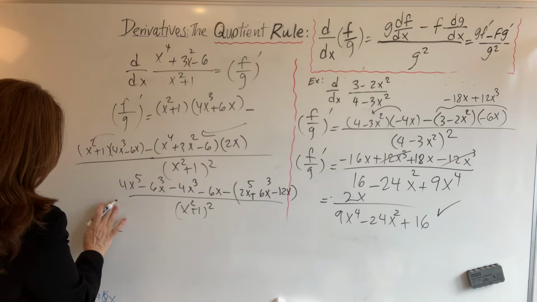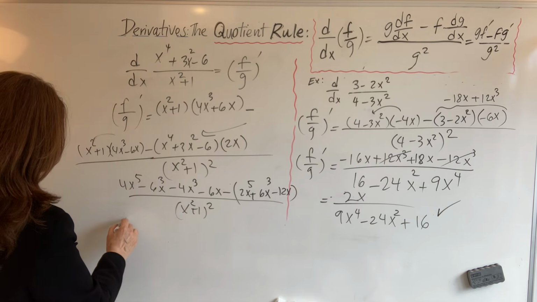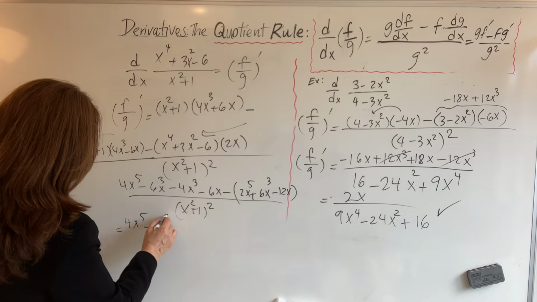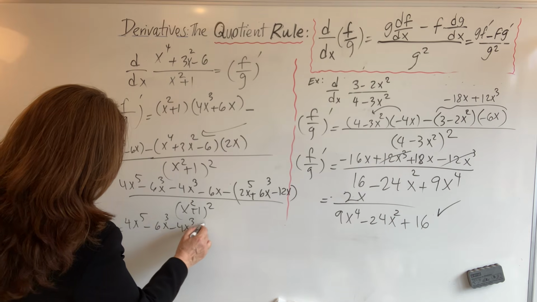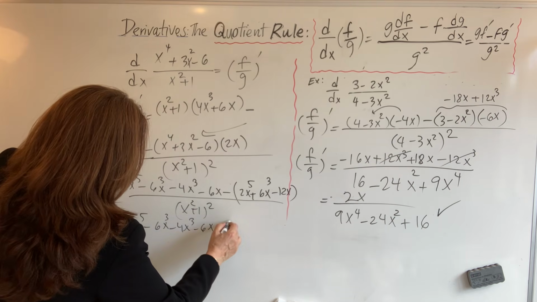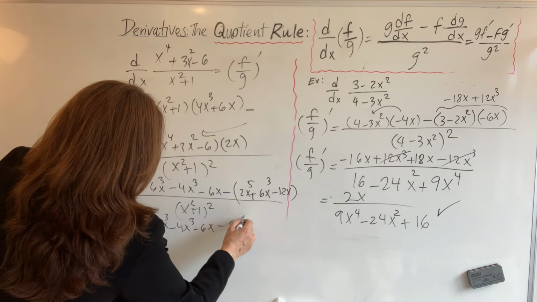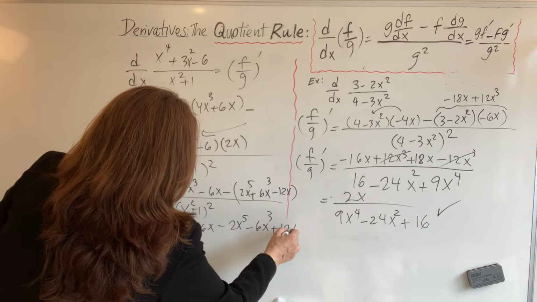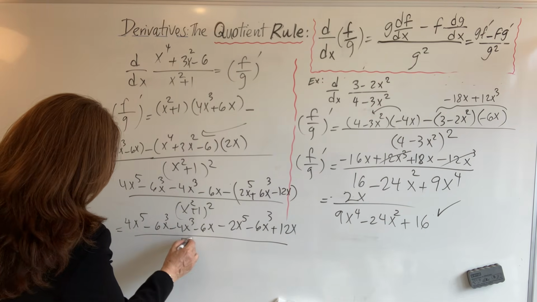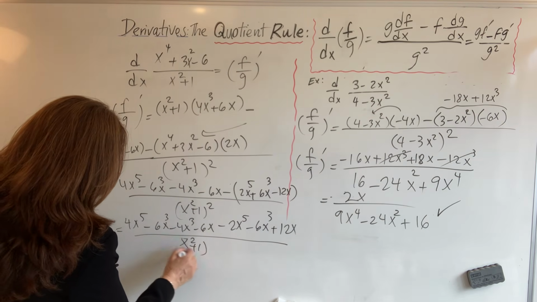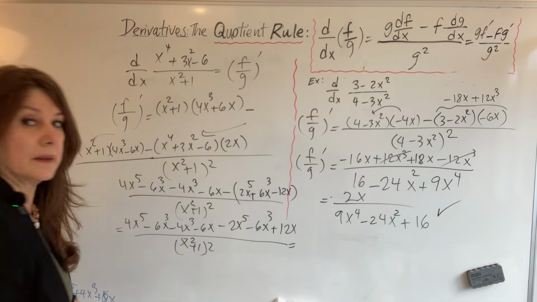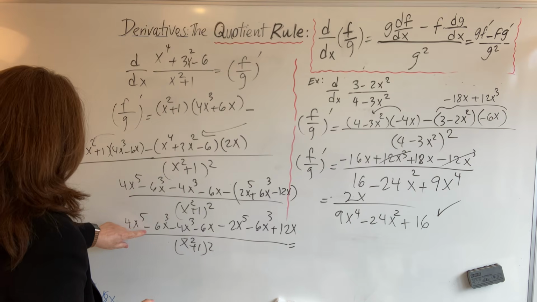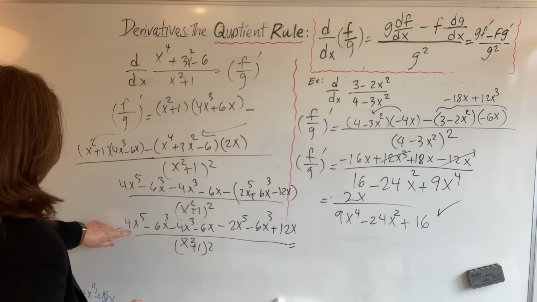Okay, equals to, this one is 4x to the 5th minus 6. The minus is very important here. Don't forget to keep this minus, over x squared plus 1. Okay, you can continue this one, but as much as I can, I do this.